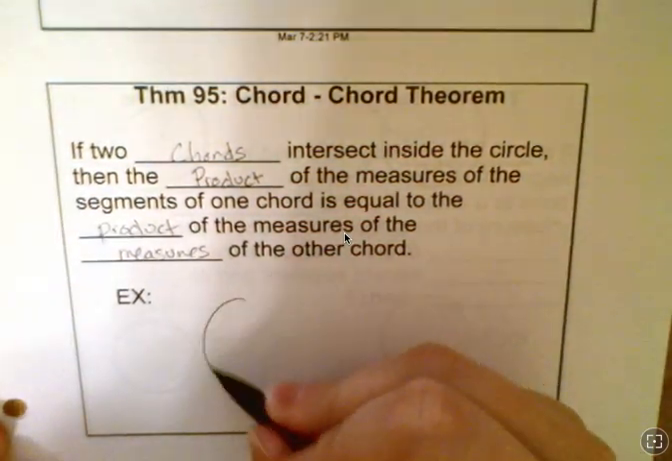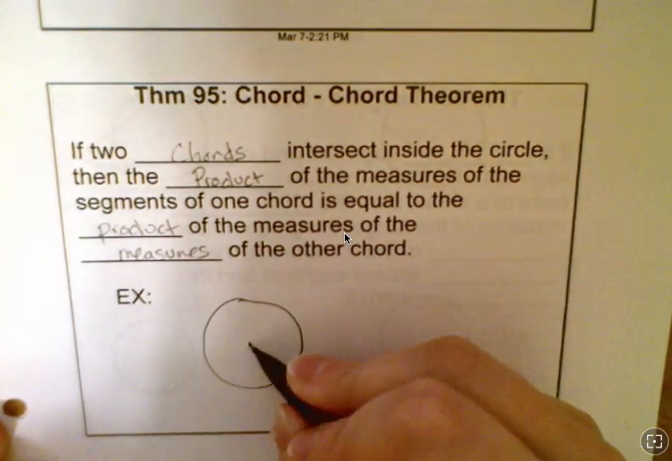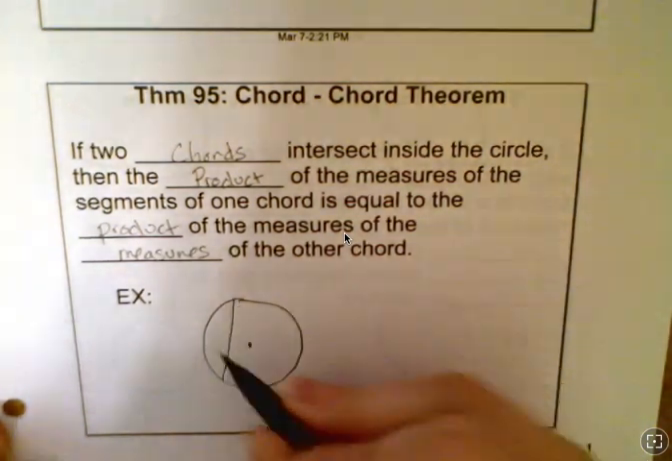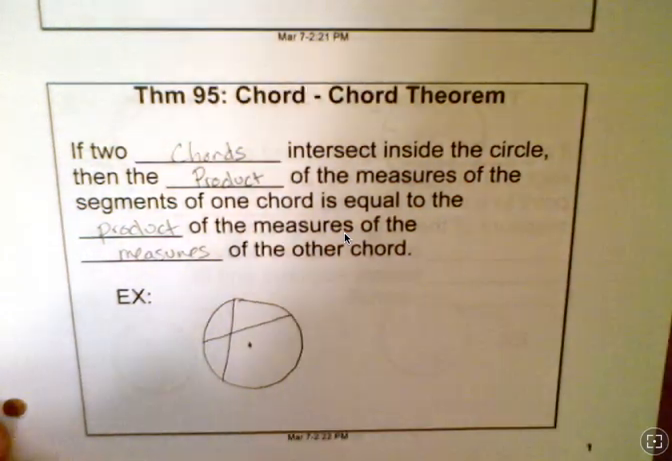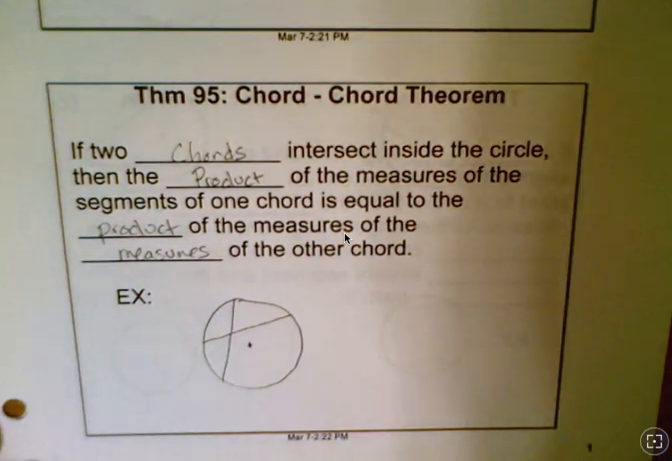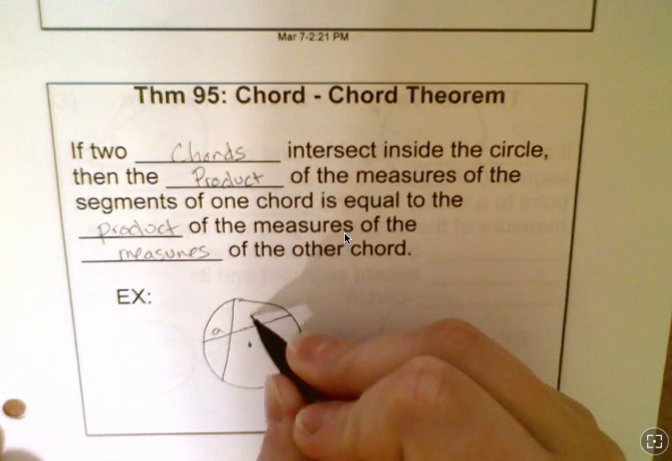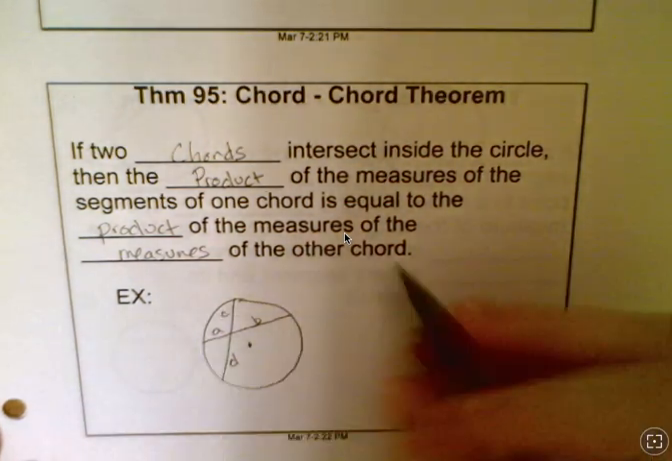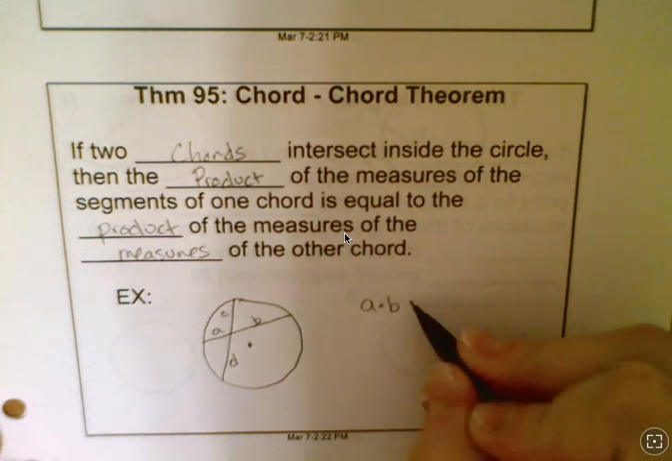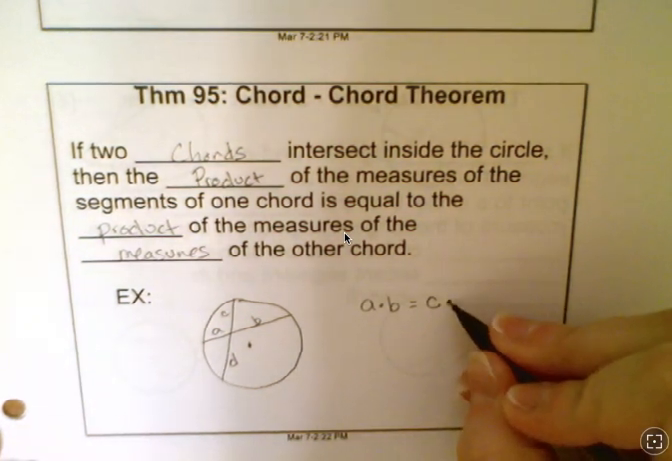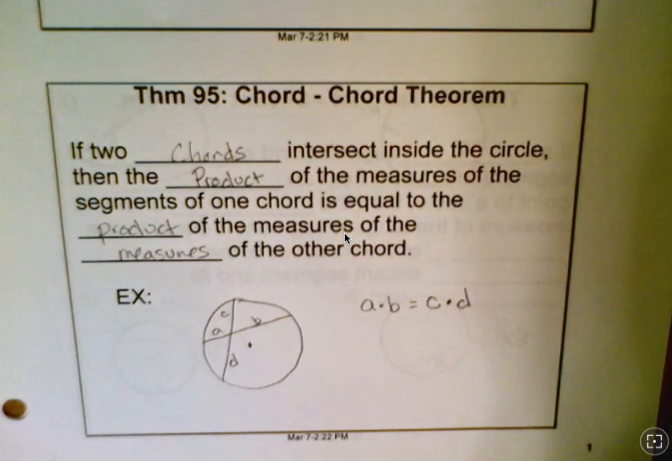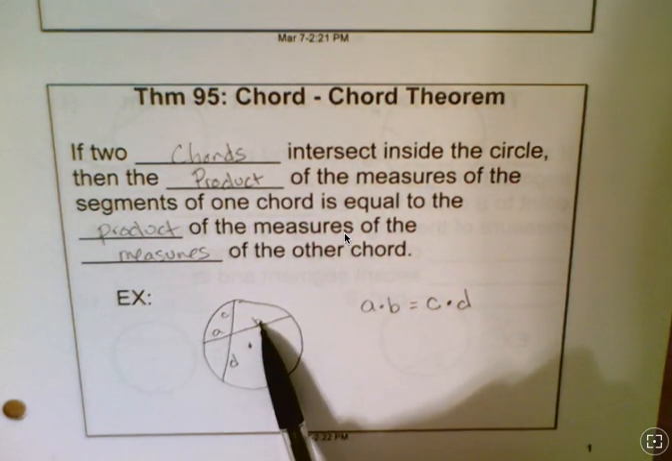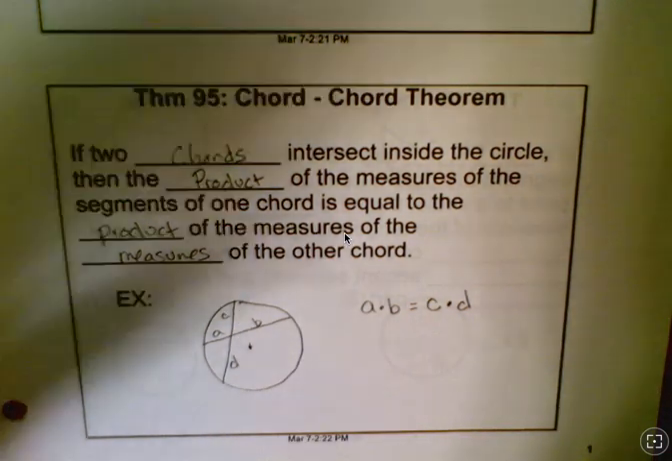So what this looks like is if I have a circle, so remember chords are segments inside the circle that don't go through the center. So let's call this A and B. Let's call this C and D. So A times B is equal to C times D. Okay, so that is the chord-chord theorem. So this part times this part is equal to this part times this part.